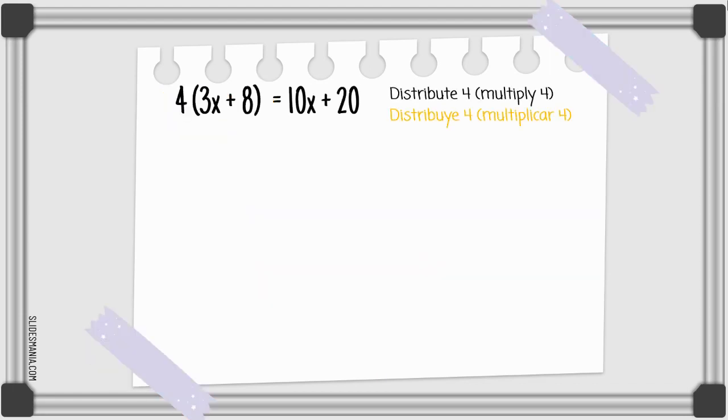Here, we see that we need to distribute. Necesitamos distribuir el 4. This means to multiply. Don't forget. 4 times 3x is 12x. 4 por 8 es igual a 32. Bring down the 10x plus 20.